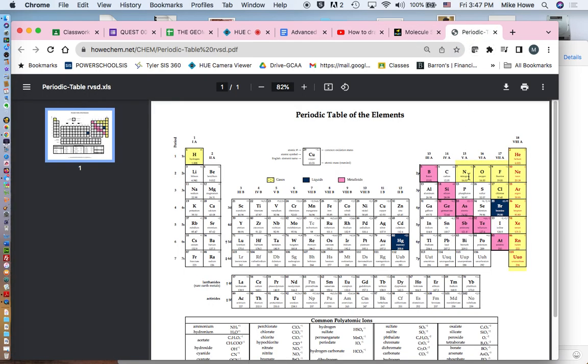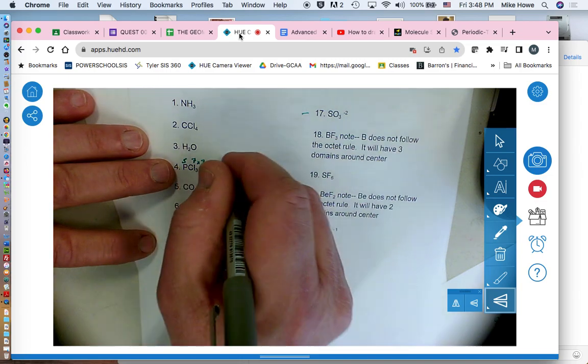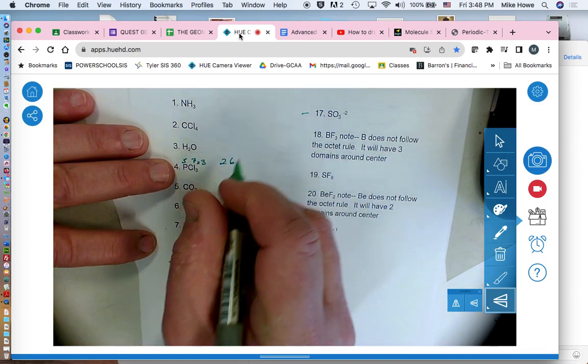See, phosphorus is in the 5th column. Remember, it's 1, 2, all these have 2 valence electrons, and then 3, 4, 5, 6, 7, and then 8, except for helium, which only has 2, but everything else in this column has 8. So phosphorus has 5, chlorine has 7, and that's where I got those numbers. When I refer to the number of valence electrons, I just look at the periodic table and see how many electrons there are. Okay, so we've got 5, 7 times 3 is 21, so we've got 26 total valence electrons.